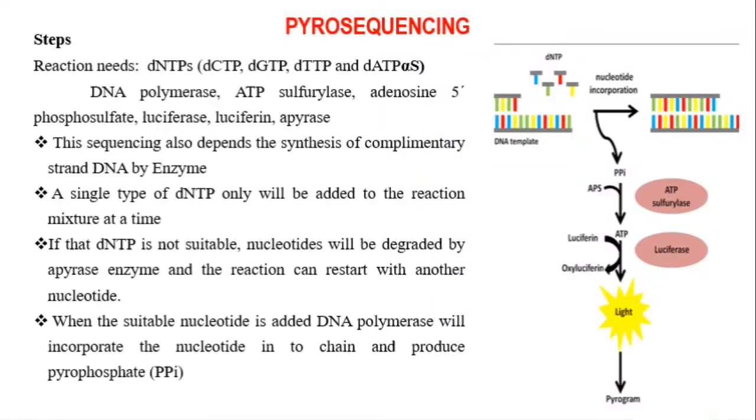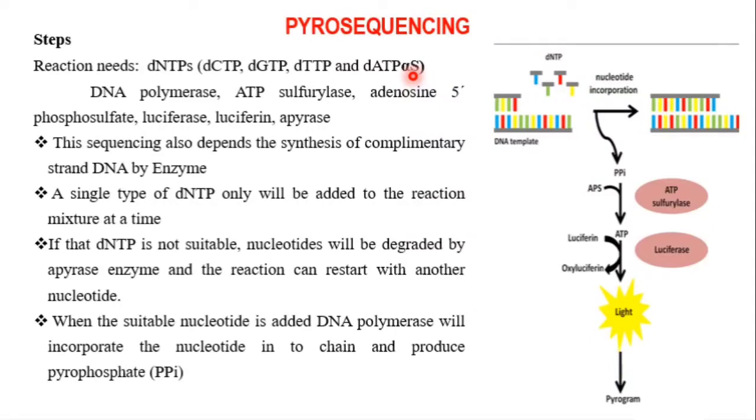Now we can see the basic procedure involved in pyrosequencing. To do pyrosequencing, we need dNTPs. We need all the dNTPs: dCTP, dGTP, dTTP, and dATP alpha S.